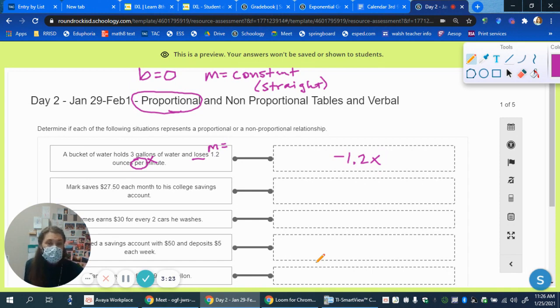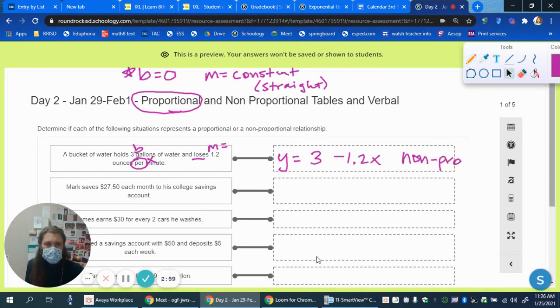So the x is always attached to our slope. Now here's the interesting thing about the bucket. If it's losing water, it had to start with water. So that means at the beginning, it had 3 gallons. So this B is not at 0, it's actually at 3 because it had to start somewhere. That makes this first one non-proportional.